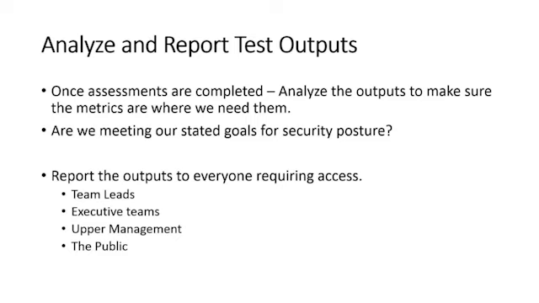So are we meeting our stated goals for security posture? Because again, we want to stay small, lower that attack surface, harden our systems. We want to be secure. We have to analyze the metrics, the outputs, to see where we are. And we might have to report the outputs to everyone or anyone requiring access to them, like team leads, right? If we're doing this reporting for them, we're going to have to give it to a team lead. Executive teams, upper management perhaps, maybe the public. We might have to notify the public, our stakeholders, of what's going on inside of our organization.